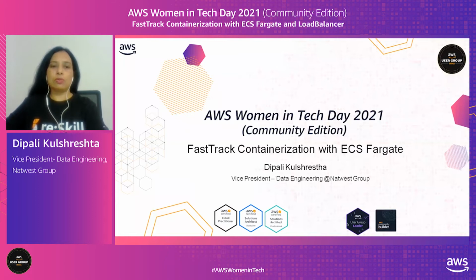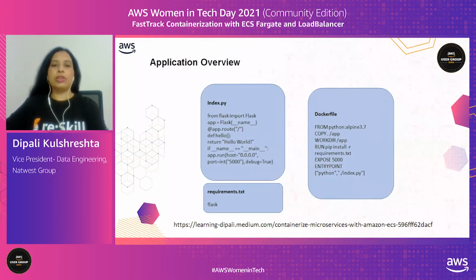Today, I'm going to talk about fast-track containerization of your applications with ECS Fargate. So for this demo, I have picked up a very basic Flask application. Here, if you see in index.py, I'm simply importing the Flask libraries, and then my landing page is returning hello world. And this application is running on port 5000.